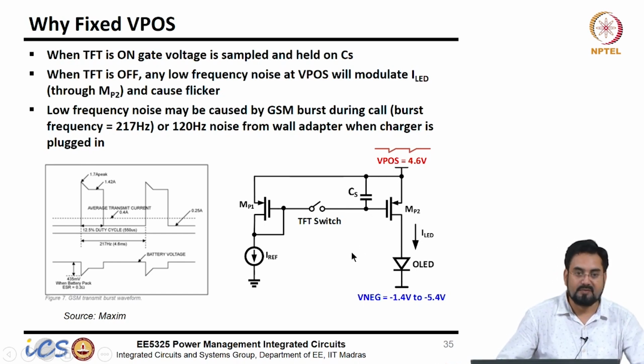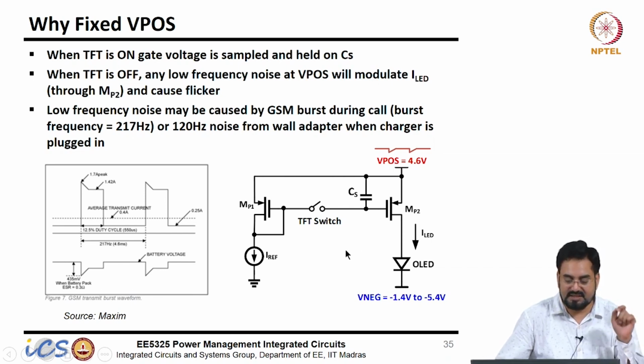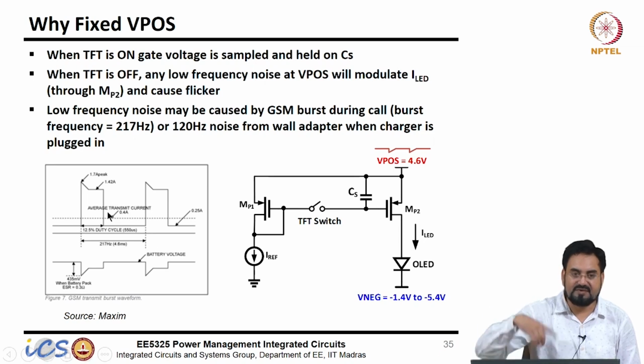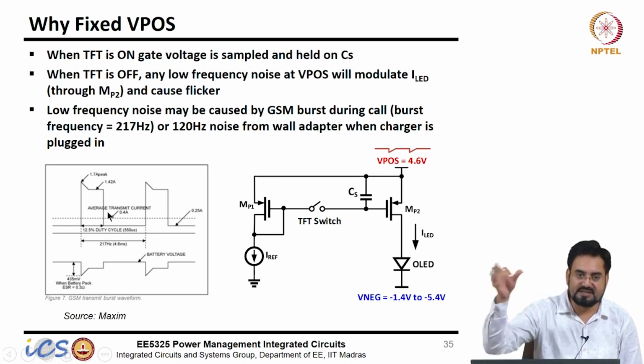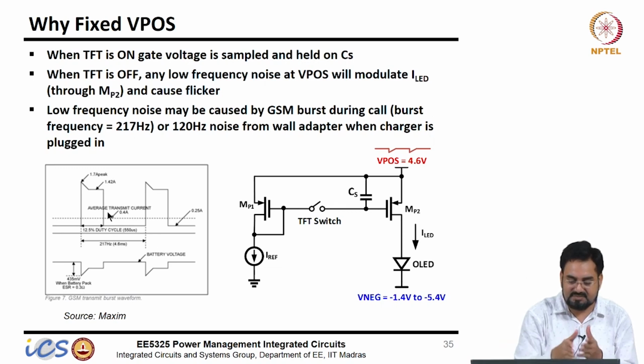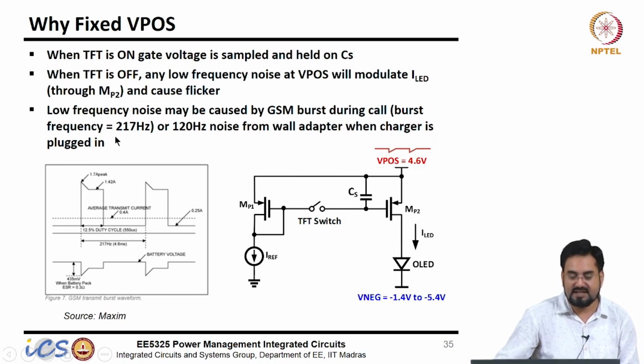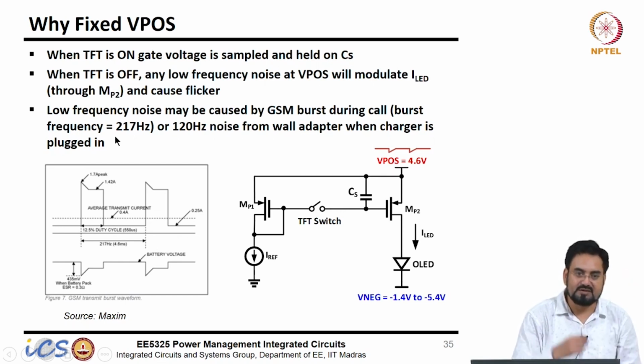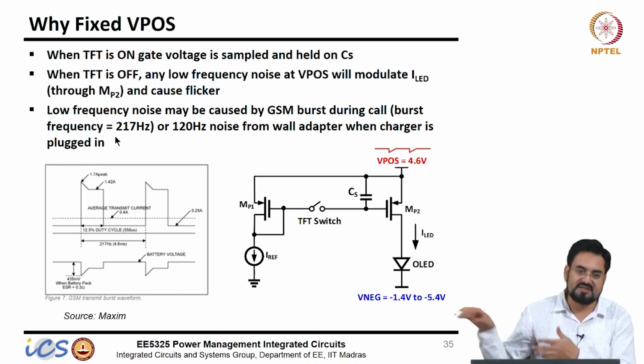What is the GSM burst? GSM burst is basically when we make a call, your power amplifier transmits the signal. That transmission is done at some particular rate, which is 217 hertz, and that is what we call the GSM burst. But this rate is much lower when you are not making any call. When the phone is in standby mode, it will be pinging, just to check whether anybody is making a call or not. But the moment the call is placed, this frequency will increase.